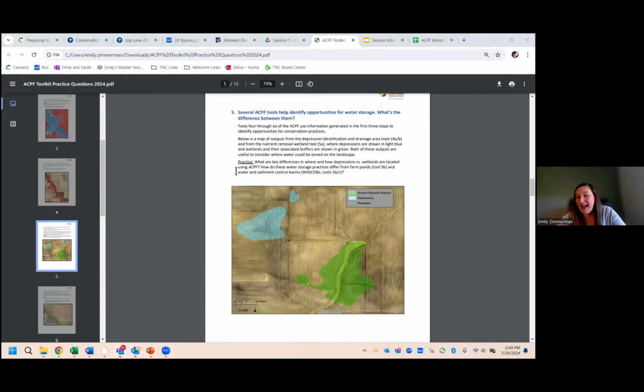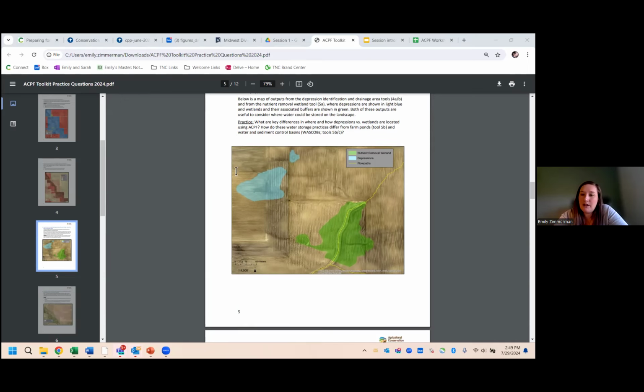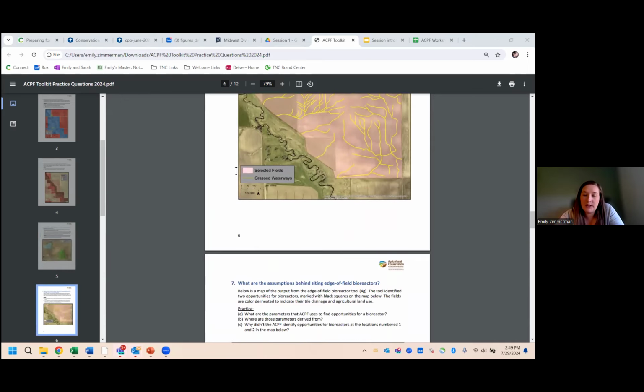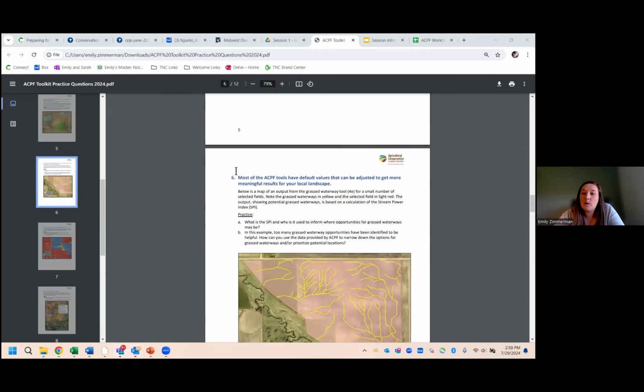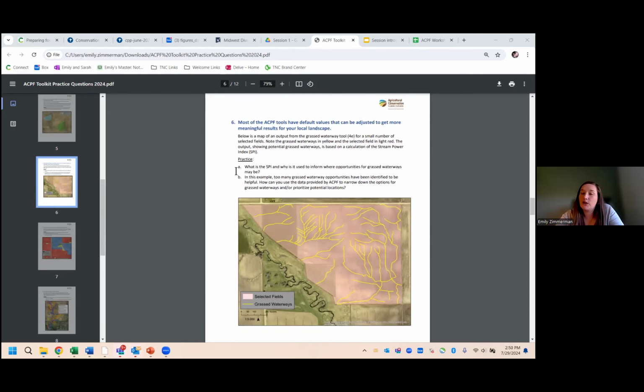So in the interest of time, I want to encourage you to take some time to look at questions 6, 7, and 8. They're going to step through other conservation practices. Question 6 is really using grassed waterways as an effort to help folks understand that you can make changes in some of the parameters in the ACPF to either concentrate, for example, grassed waterways, so see more of their potential opportunities on the landscape, or less. And there are similar processes for other practices. So you can make adjustments to really see what you want to see for practice potential.